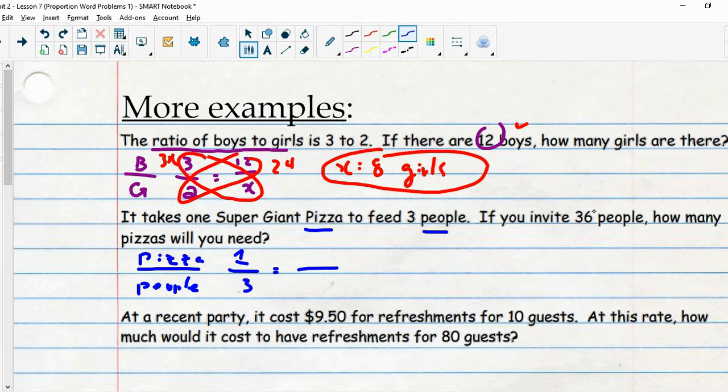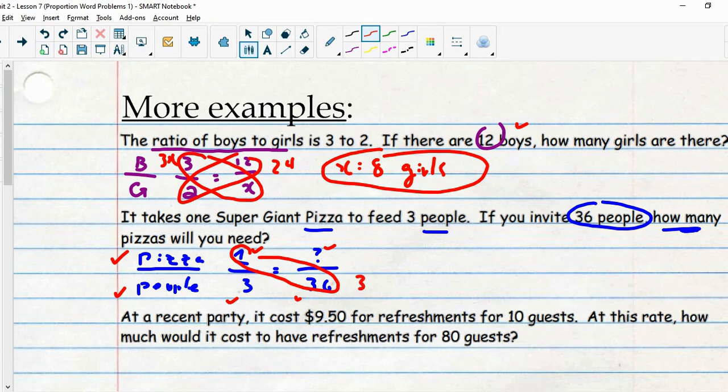Now, if you invite 36 people, where am I going to put the 36? Up top or at the bottom? Right, at the bottom, where the people are. How many pizzas would I need? So look at this. Pizza, pizza, pizza. People, people, people. Everything's consistent. Okay, so let's solve it. So 1 times 36 is 36. 3 times what gives you 36? All right, you can use your calculator. What is it? Yeah, 12. 12 what? 12 pizzas.